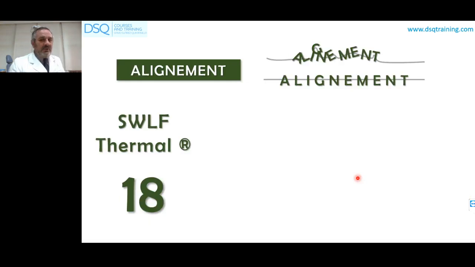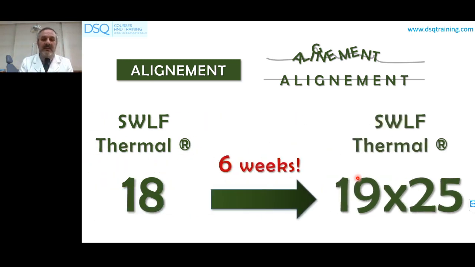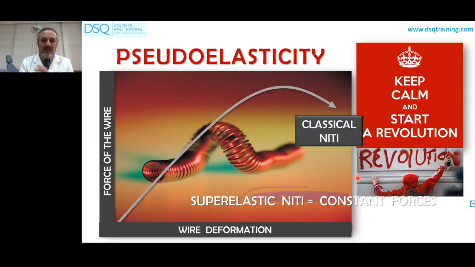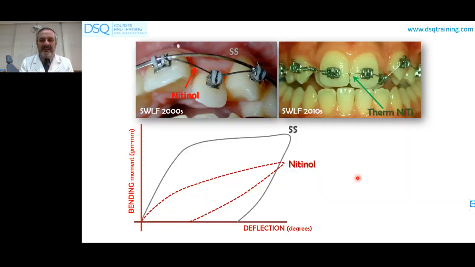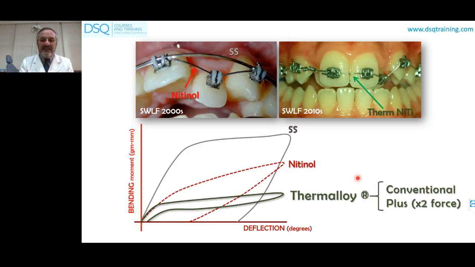For this reason, during the alignment, the main advantage of the Synergy with respect to the low friction bracket, the self-ligating bracket, and the conventional bracket is to start with 16 or 18 thermal, even gunmetal, and in only 6 weeks to get a 90 by 25 thermal nitinol. Okay, the big advantage is the superelasticity. The big advantage is the use of this type of wire.